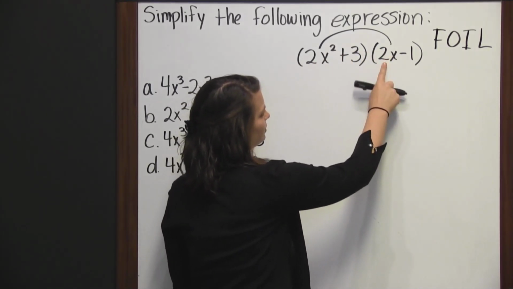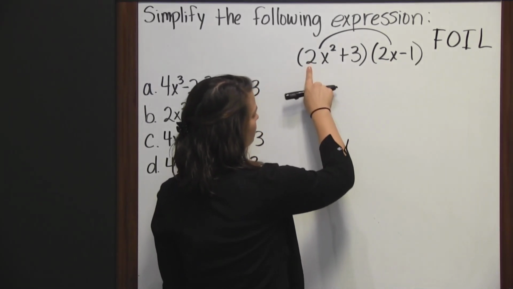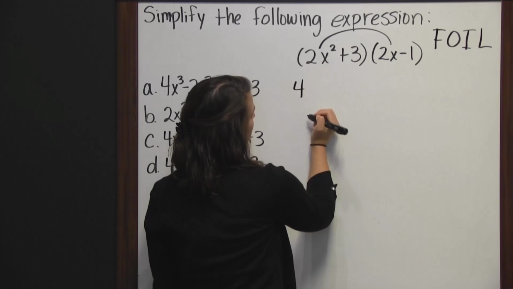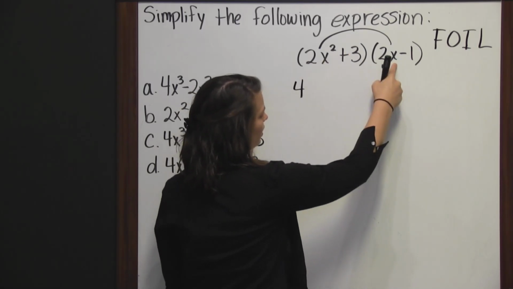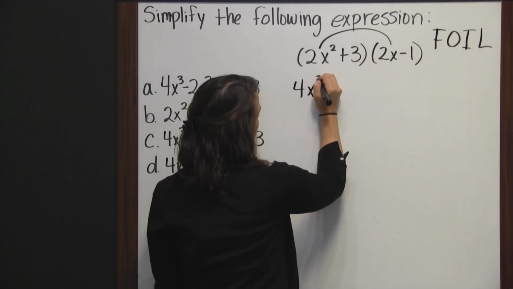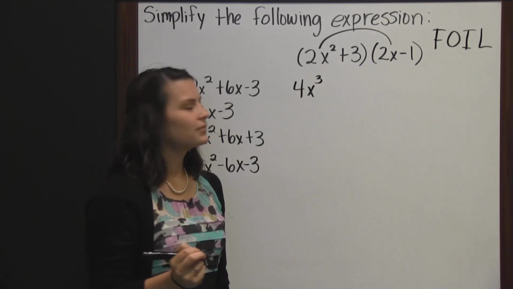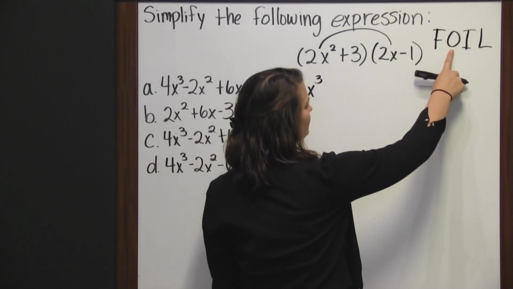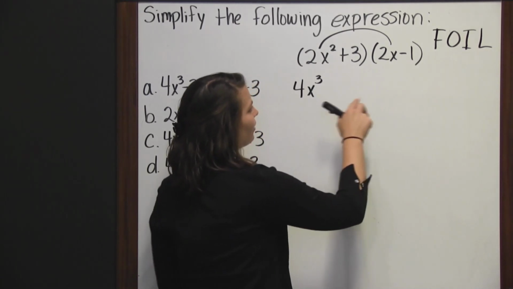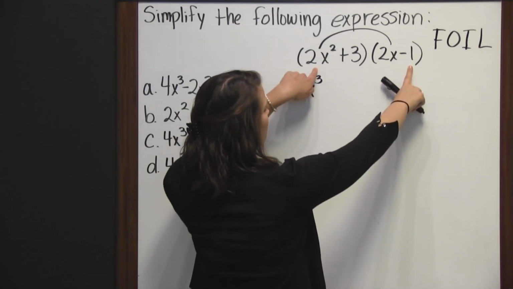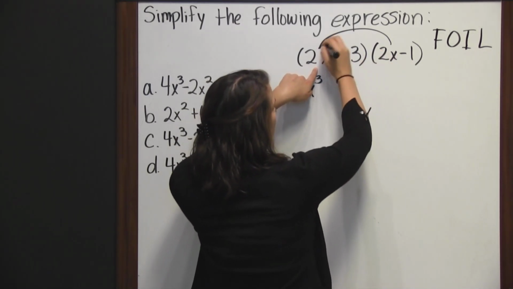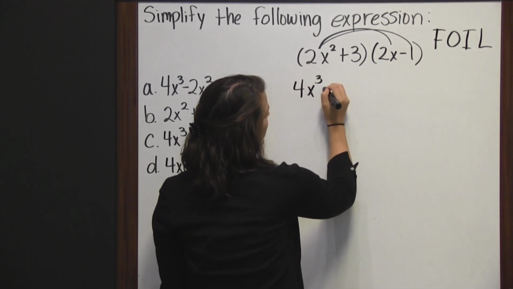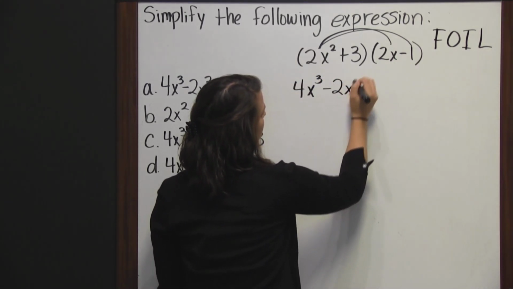2x squared times 2x. 2 times 2 is 4. X squared times x is x cubed. Next we do O, which stands for outer. So those are the two terms on the outside, which would be 2x squared and negative 1. So 2x squared times a negative 1 is negative 2x squared.